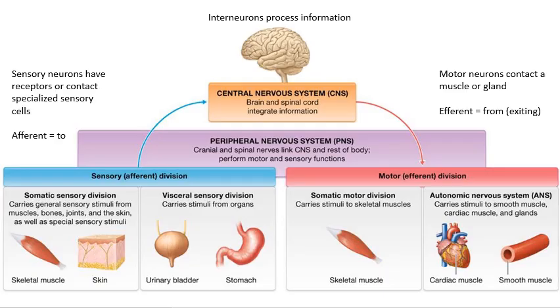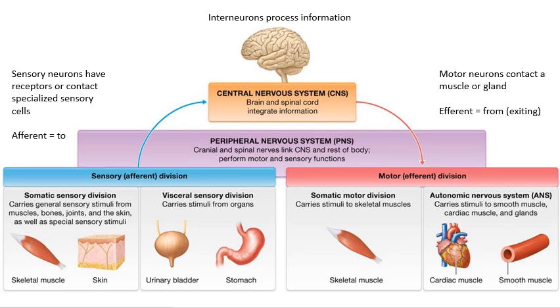Right, so before we go on, I'll just briefly review the relationship between the central nervous system and the rest of the nervous system. The nervous system as a whole can be divided into the central and the peripheral nervous systems. The central nervous system is the brain and the spinal cord. The peripheral nervous system includes all the nerves that are running to and from the central nervous system. The peripheral nervous system is further divided into the sensory division and the motor division.